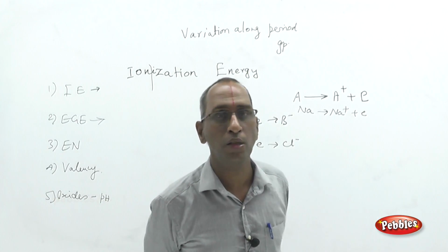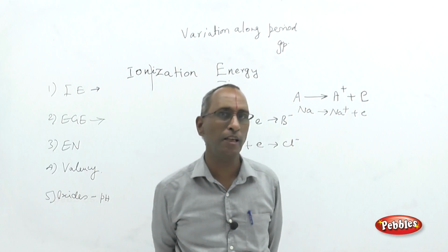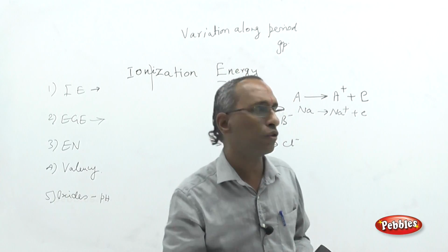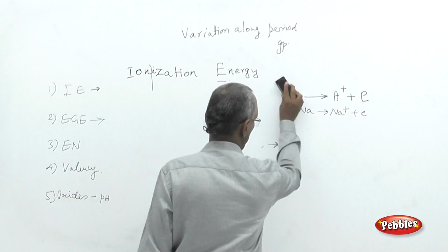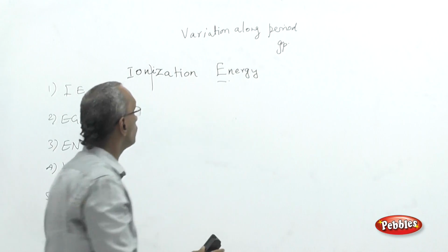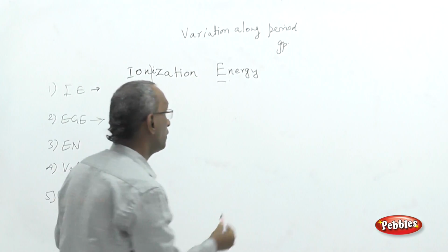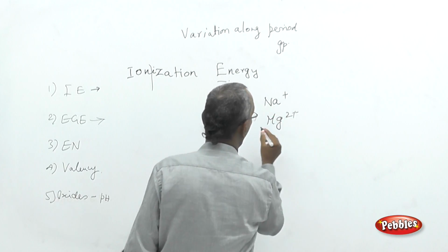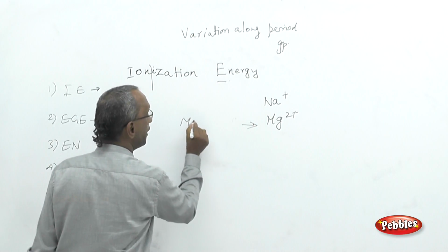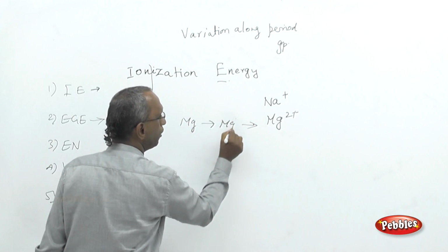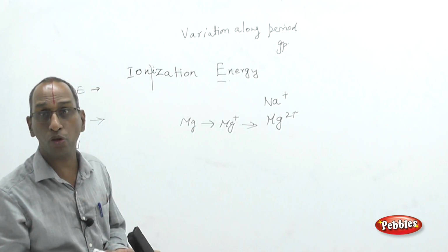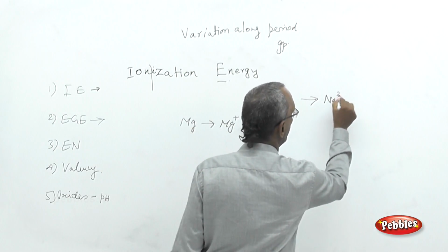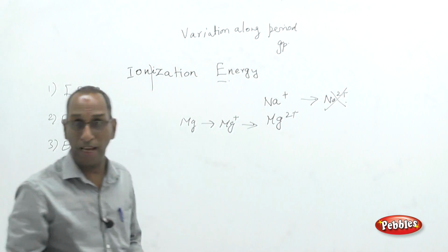Now let us recall the concept of ionization energy. Ionization energy is defined as the energy required to remove the outermost electron from the atom or ion, as the case may be. So it can be applicable for ions as well. Let us consider magnesium 2 plus. For the formation of Mg2+, we can consider two stages. It loses one electron, forming Mg plus. Losing the second electron, it forms Mg2 plus. But Na plus will not form Na2 plus, because Na plus itself has an inert gas configuration.